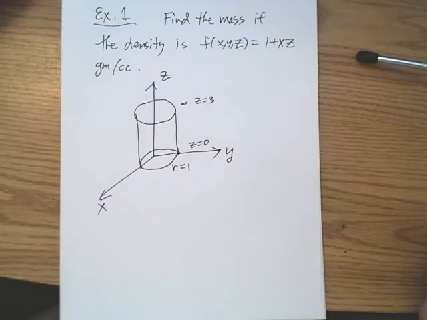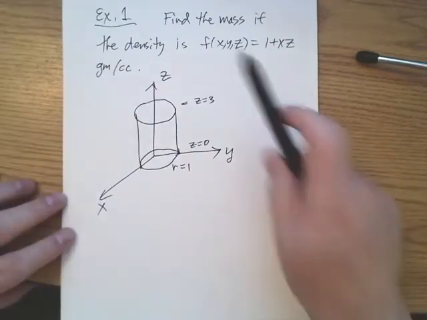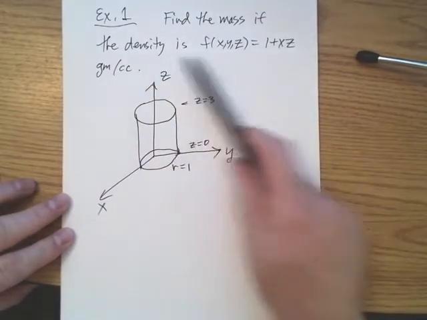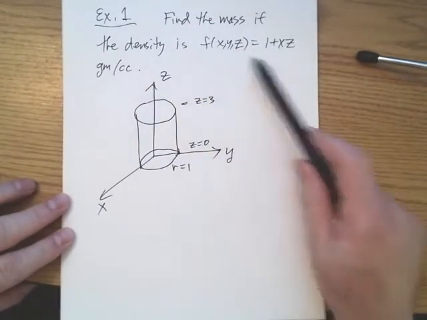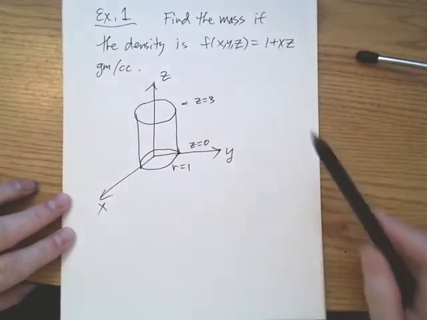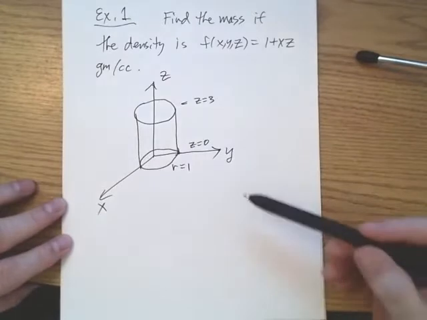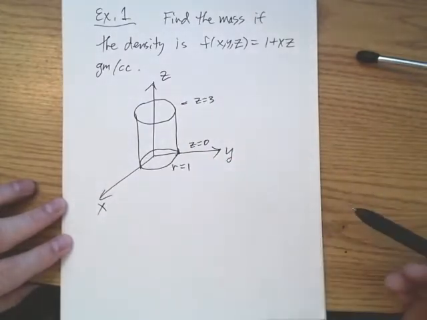Okay, let's go ahead and work our first example here. I want to find the mass of this right circular cylinder. I assume that its density function is f of x, y, z equals 1 plus xz, grams per cubic centimeter. So the mass will be in grams. All length measurements here are in centimeters then.